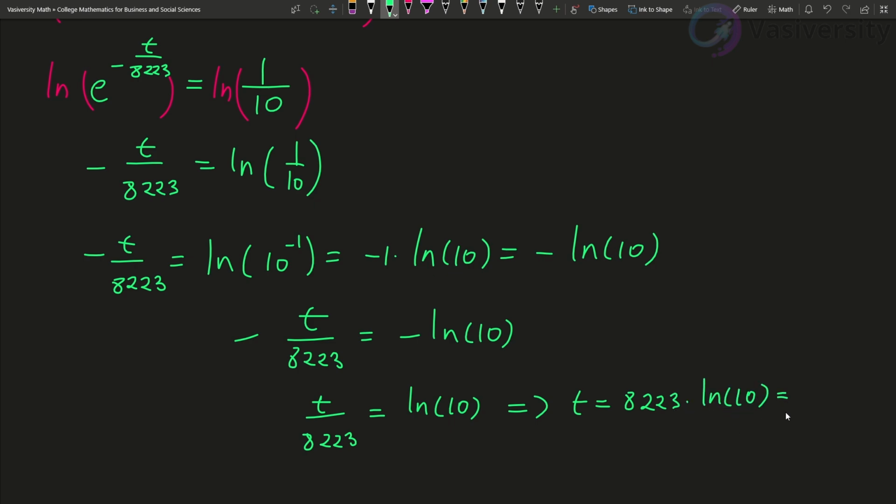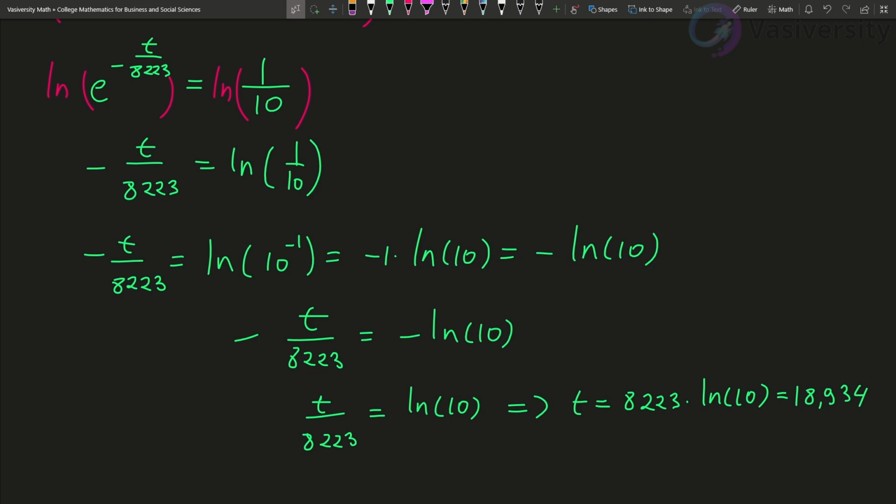And if we plug that in the calculator, we're going to get 18,934 years. So almost 19,000 years. So that fossil that we found is almost 19,000 years old. All right, perfect. Now, let's go ahead and do the Gaussian model.